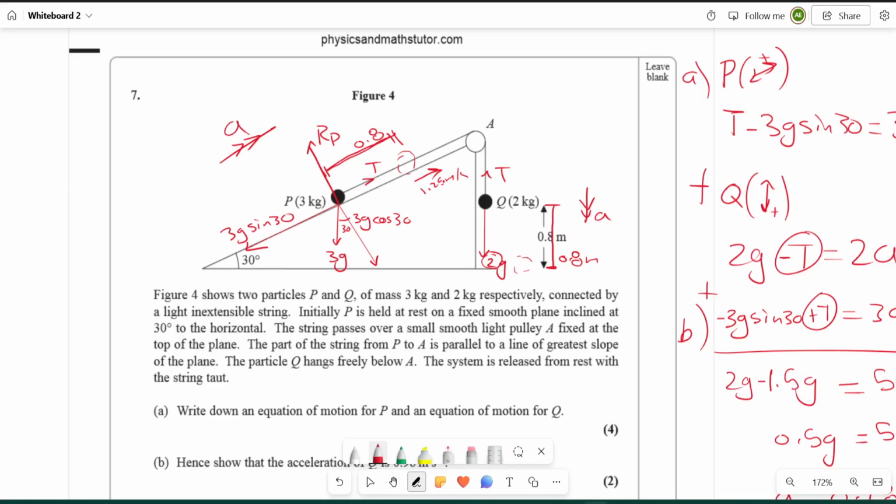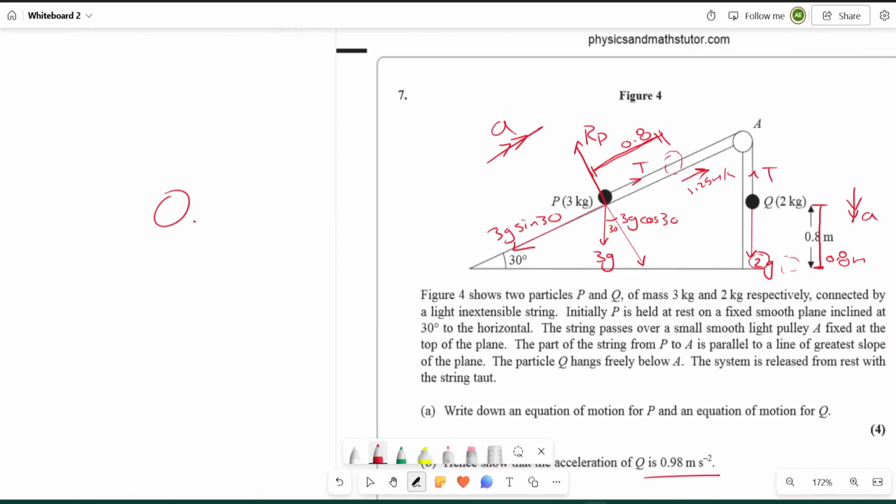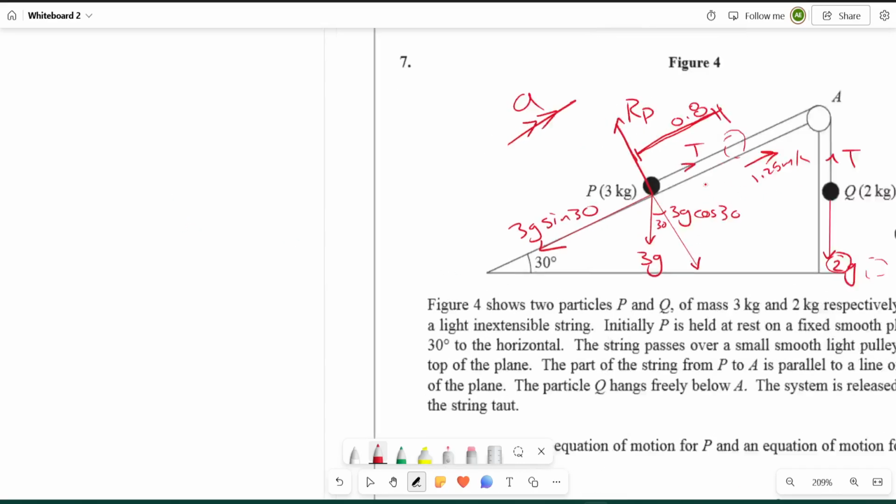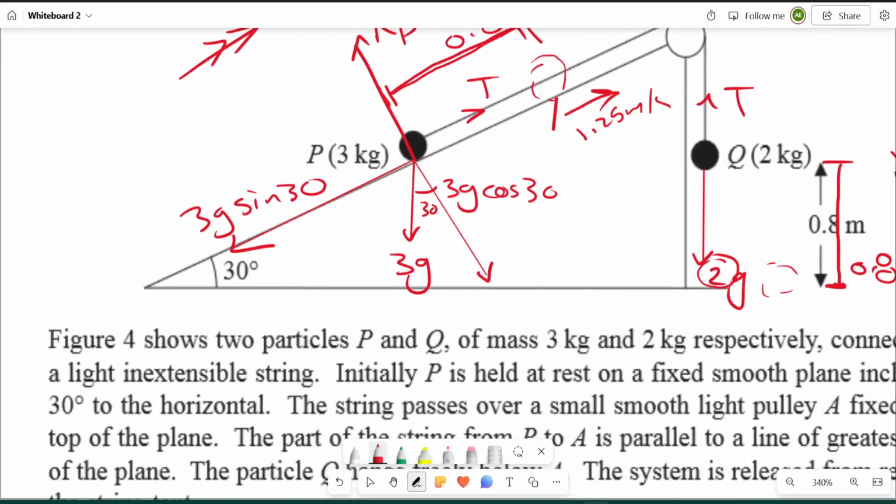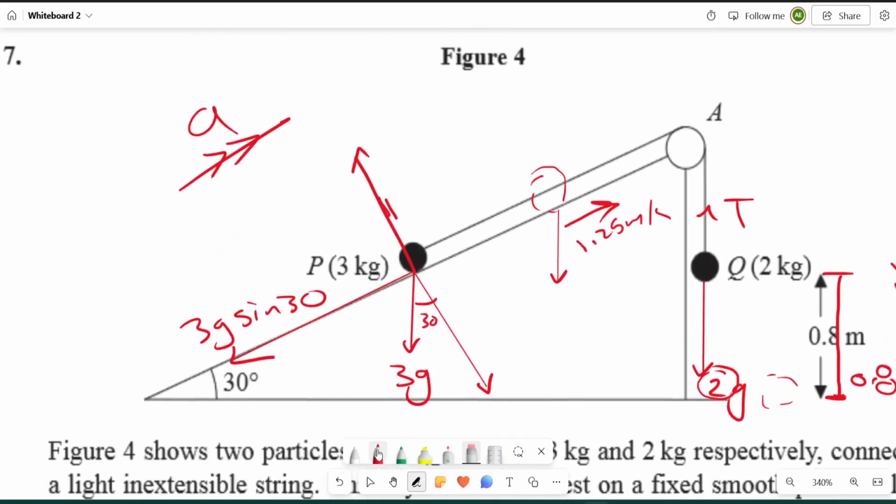Now, after this, I need to calculate the acceleration of P, because when you think about it, P is moving up. However, now the tension is no longer there, so the force has changed, so the acceleration changed. So at this point, we're going to have the weight force down, and we are going to have the normal reaction force, RP, and we're just going to have the components of weight. Do we have any other force acting?